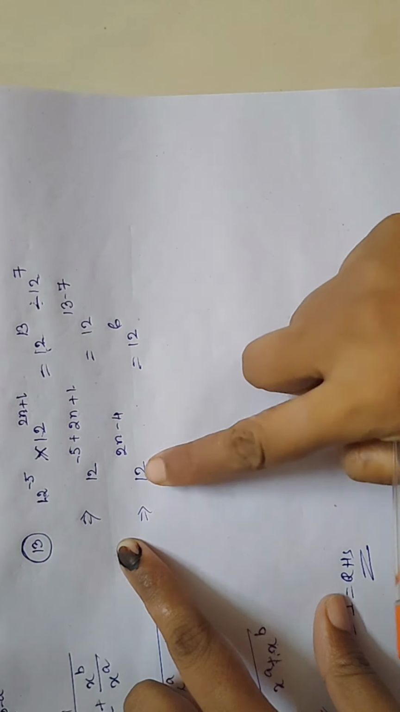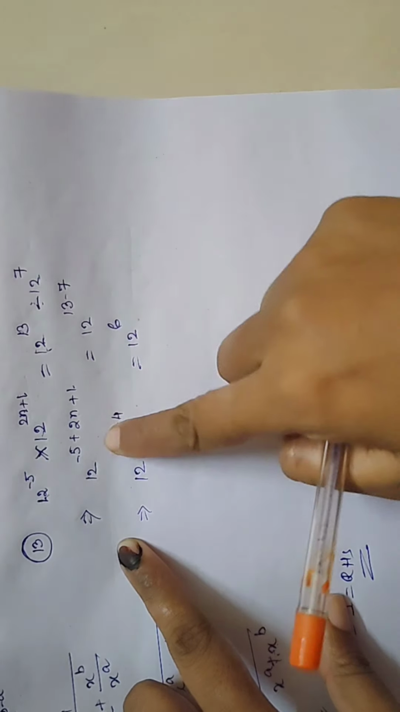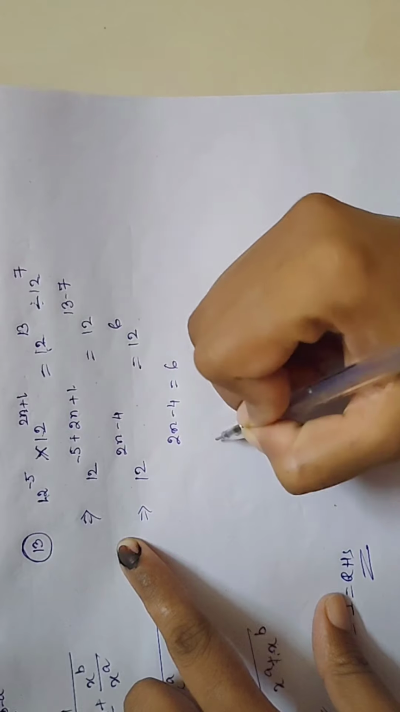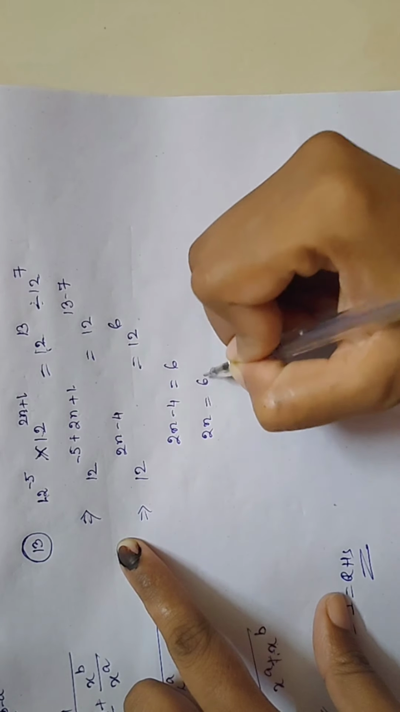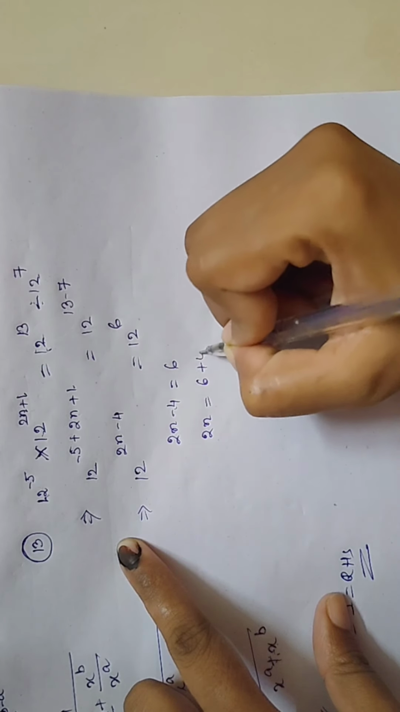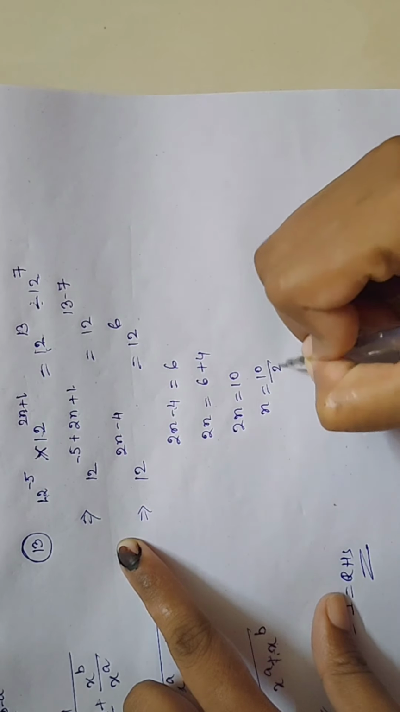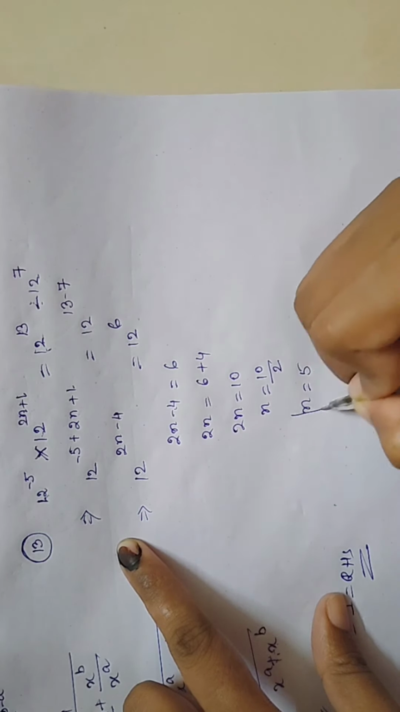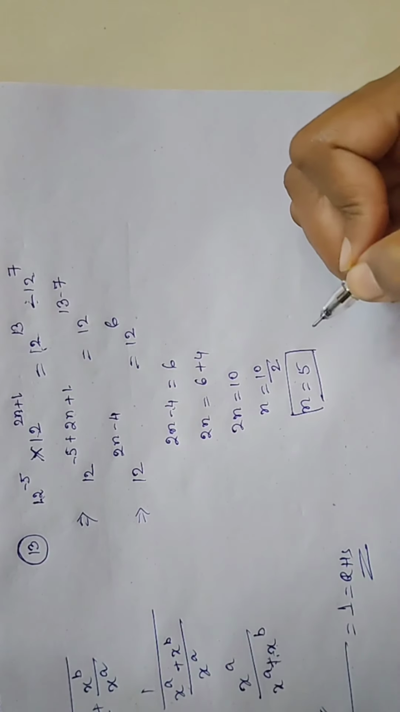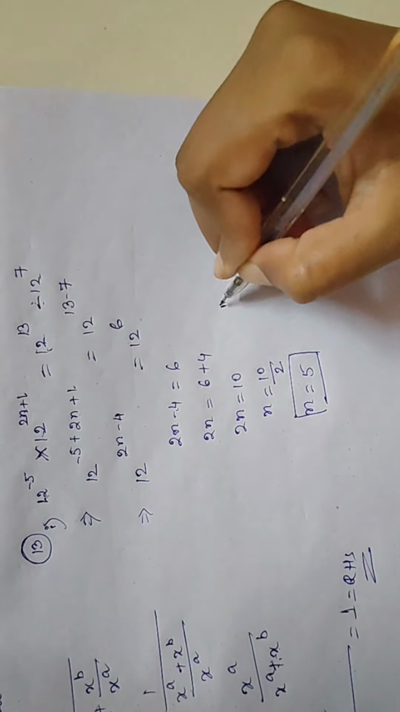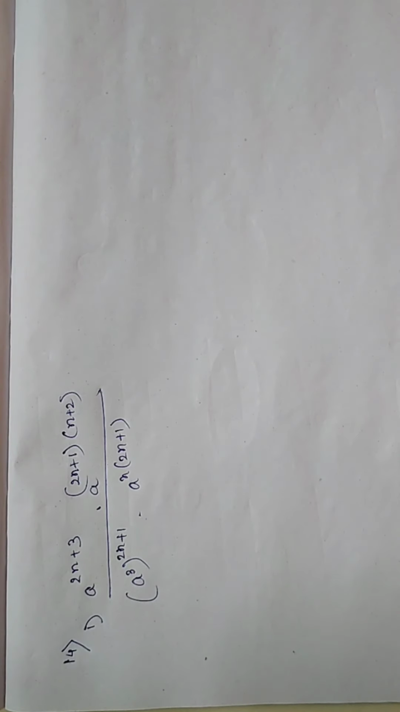Fine. Now both the bases are the same, so the powers must be the same. So we can write 2n minus 4 is equal to 6. Now do a simple linear equation. Minus 4 will become plus 4. 2n equals 10. n is equal to 10 by 2. So n is equal to 5. Fine. In the same way, try to do 13 2 yourself. Okay, number 14 1.